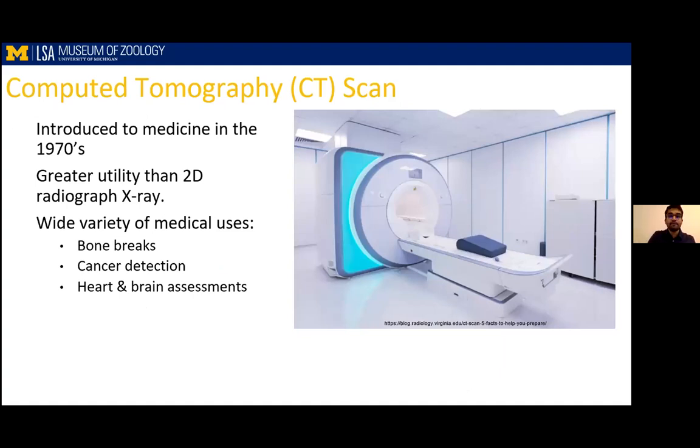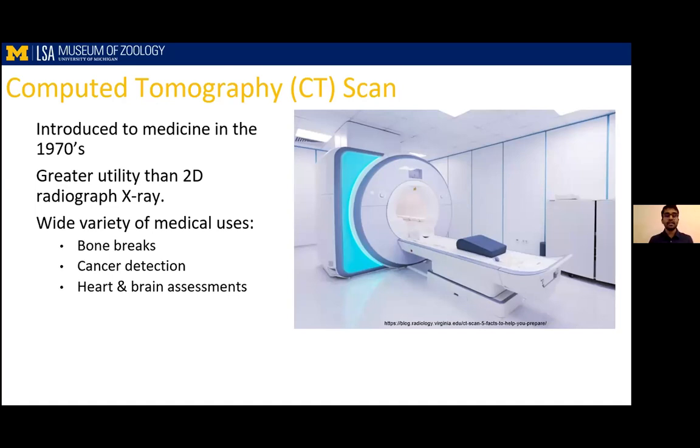Now, for most people, you will have encountered a CT scanner in the context of healthcare or medicine. CT scanners have been used in the healthcare world since about the 1970s. They offer a great range of utilities, in some cases greater than that of your regular old 2D X-ray radiograph, because they allow healthcare professionals to look directly at the structures they're interested in without the overlays of other structures.